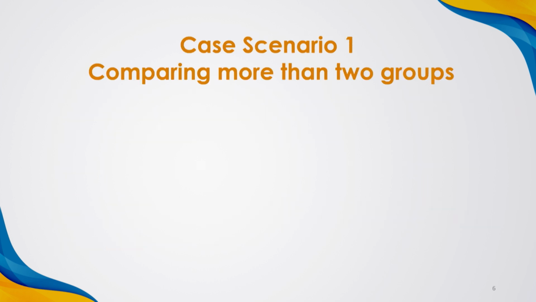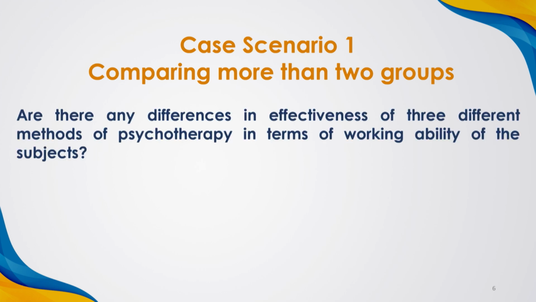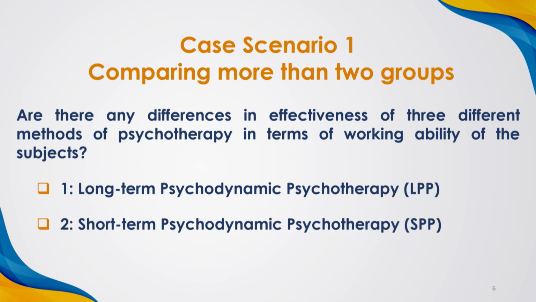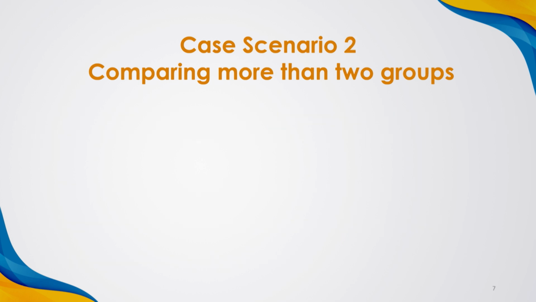Consider a case scenario where a researcher wishes to compare 3 different methods of psychotherapy in terms of working ability of the subjects. He wishes to compare the 3 different methods. One is long-term psychodynamic psychotherapy, abbreviated as LPP, short-term psychodynamic psychotherapy, abbreviated as SPP, and solution-focused therapy, SFT.